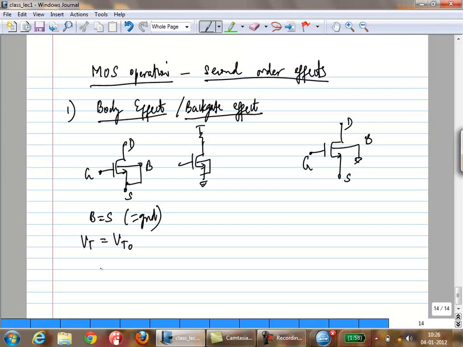In the case where your bulk and source voltages are the same, the threshold voltage is called VTH or VT naught. Remember the expression for this? So you have the work function, right? You remember this expression? This is the expression for your threshold voltage. Correct?